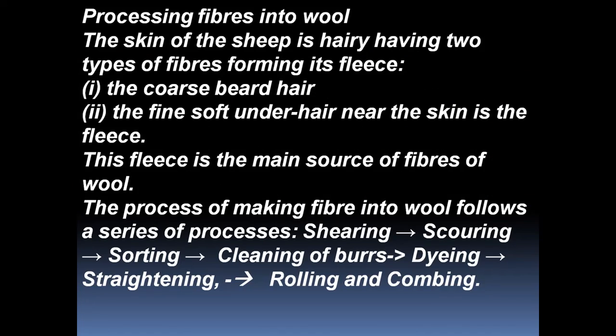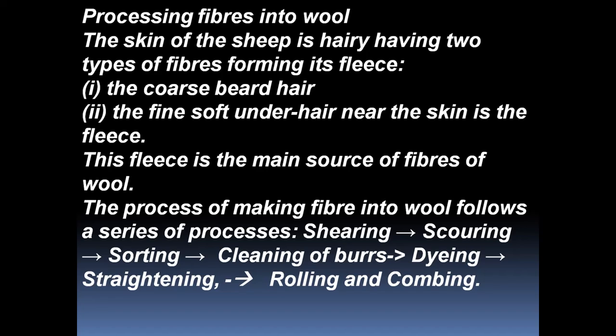Processing fibers into wool. Now let us learn how these fibers are processed into wool. The skin of the sheep is hairy, having two types of fibers forming its fleece: the coarse beard hair, and the fine soft underhair near the skin. This fleece is the main source of fibers of wool.